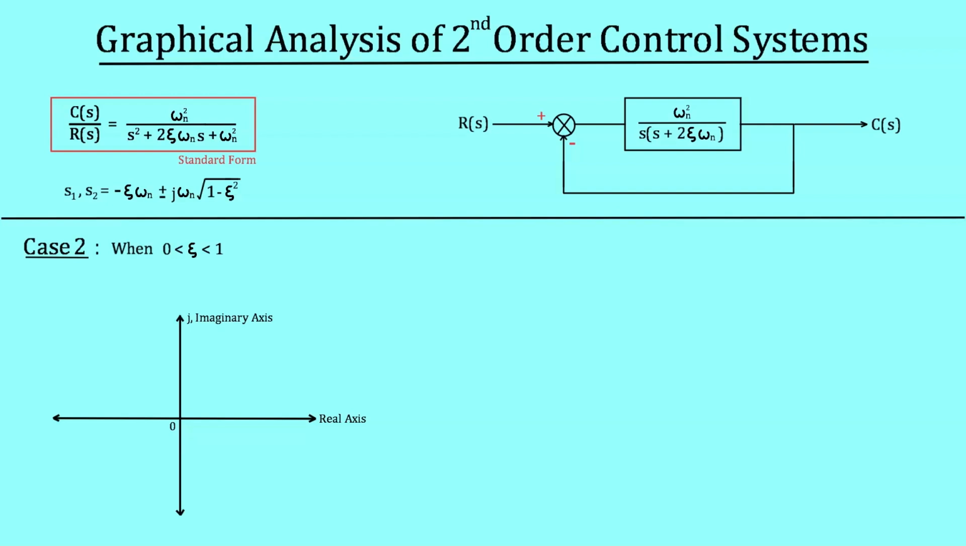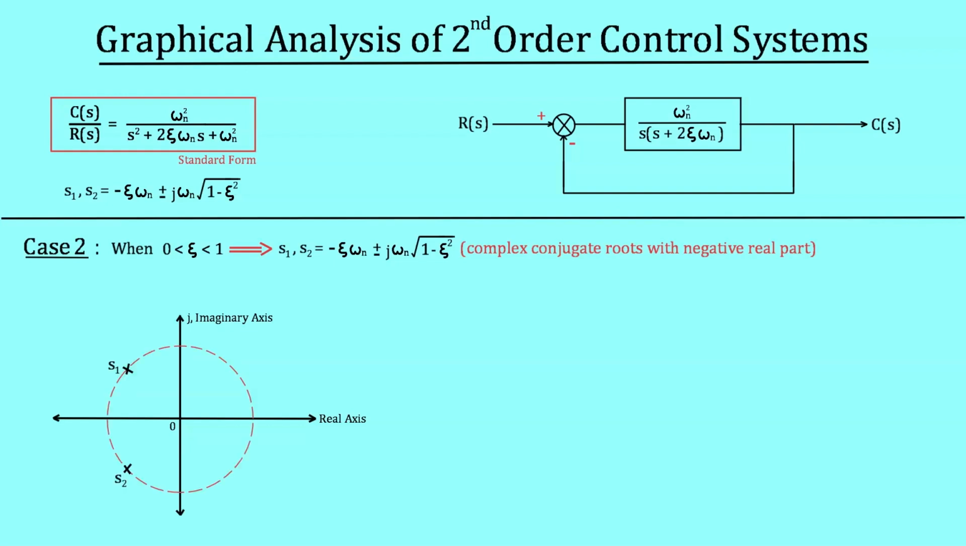The second case is when the value of zeta is greater than 0 and smaller than 1. In this case, the poles will be complex conjugate roots having negative real part. Negative real part has a lot of importance. We have already seen in the first unit that if and only if all the poles lie on the left hand side of the imaginary axis, then only the system is said to be stable. Otherwise, it is an unstable system. Now, if you try to locate the position of poles in the S-plane, then they will lie on the left hand side of the imaginary axis.